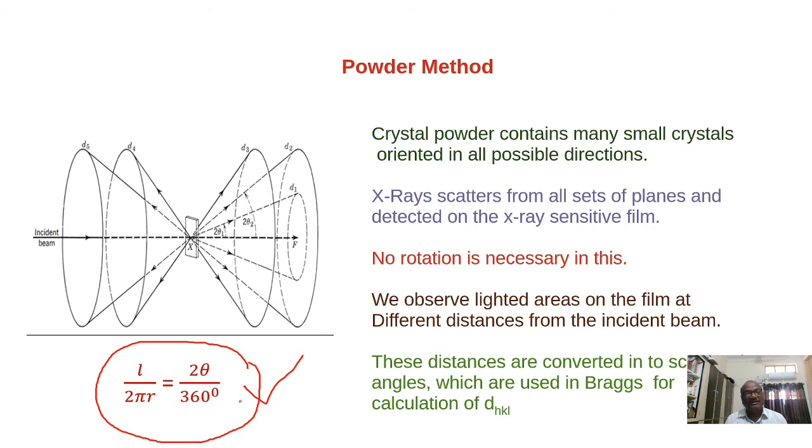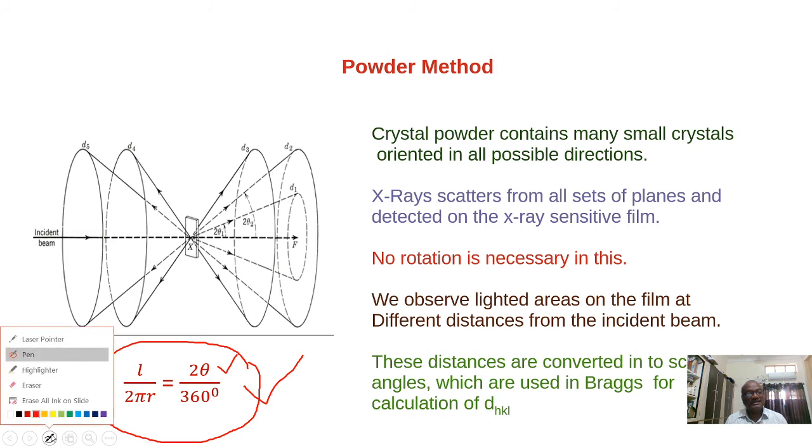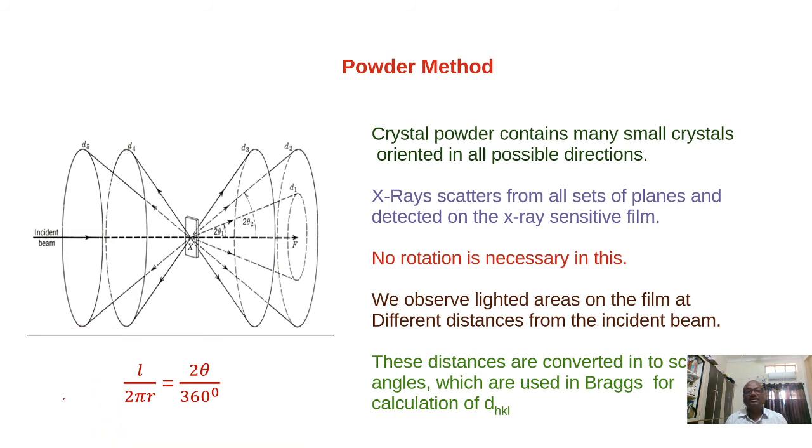With the help of this, we can calculate theta, and this theta can be substituted in Bragg's equation to calculate d. This is about the powder method. What is the advantage of the powder method? No need to rotate it. Many crystal planes will be oriented in many directions so that we get all the theta values at once. This is about the crystal powder method.